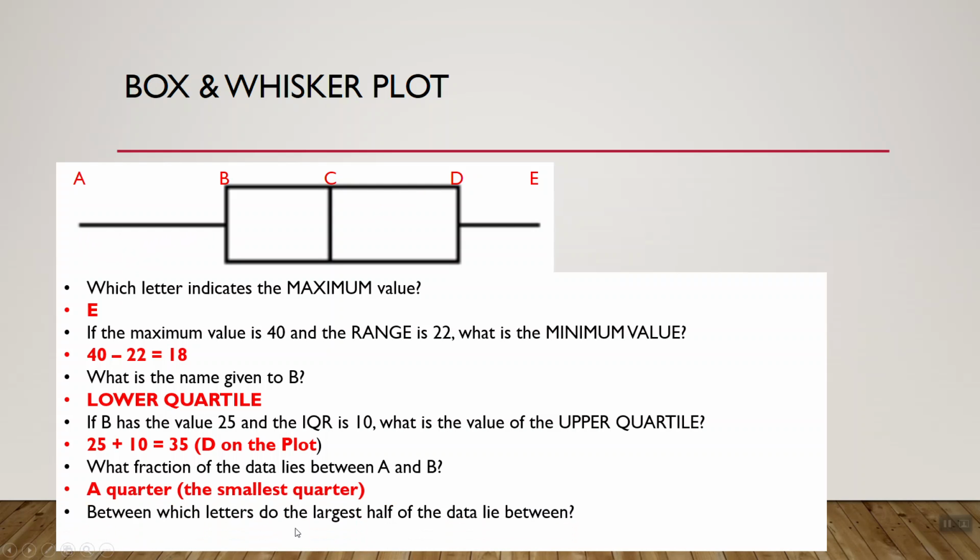Between which letters does the largest half of the data lie? So if we're traveling from A to E, we're going from small to large. So the largest half of the data, that's a quarter, and that's a quarter. So the largest half is from C to E. So as I've said there, remember each section of a box and whisker plot represents a quarter of the data.